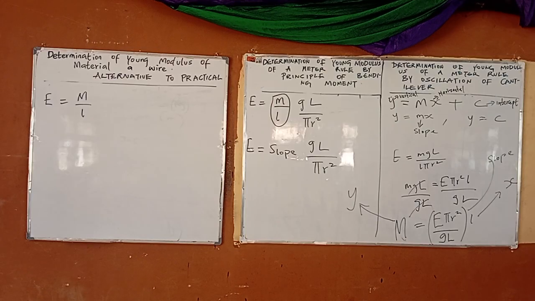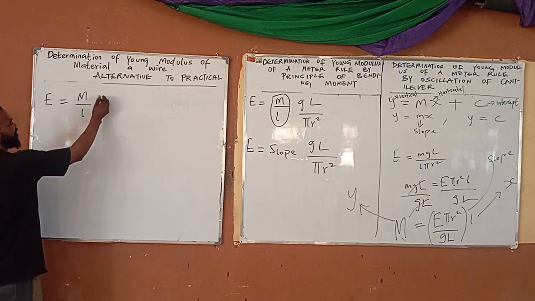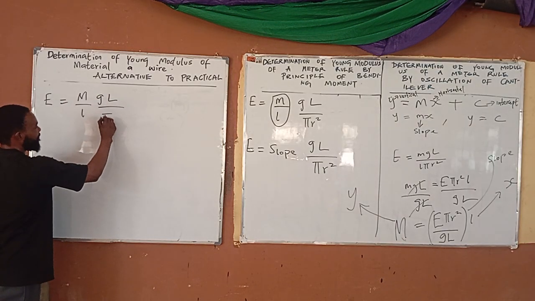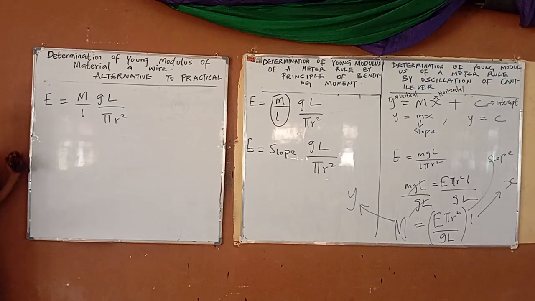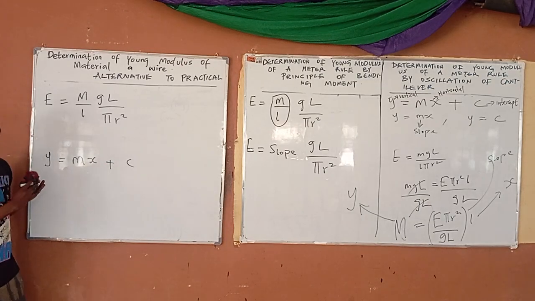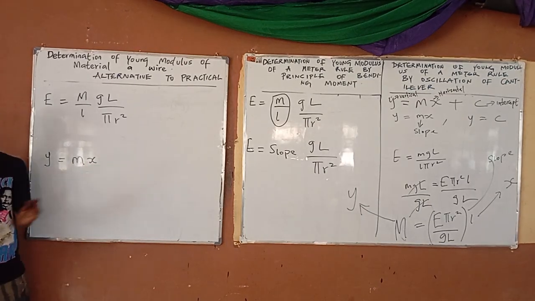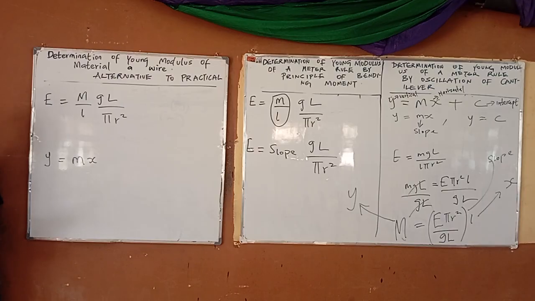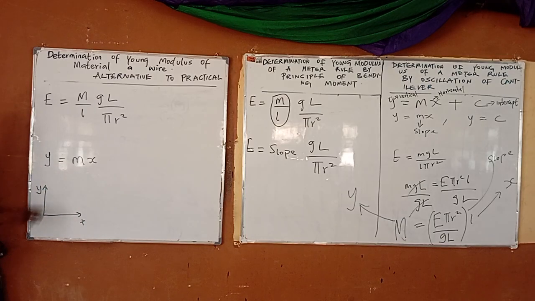So see, this is M over L, and I have GL pi r square. See what I'm saying? If I have this to be y equals mx plus c, let's say I ignore this plus c because in this one I don't have the intercept. Now, if I want you to get me the slope, the slope is always the y-axis and the x-axis. I have done it for you from here now.